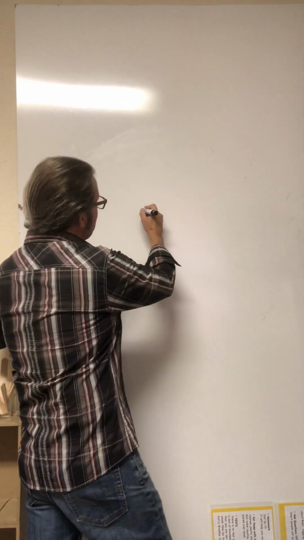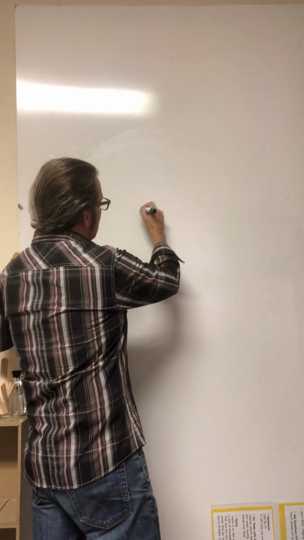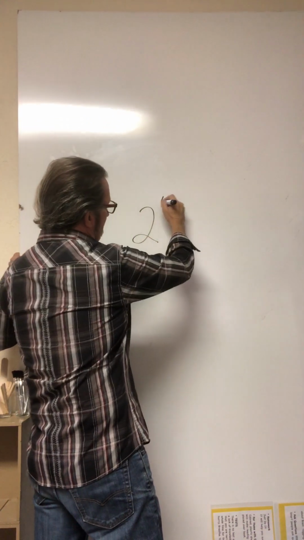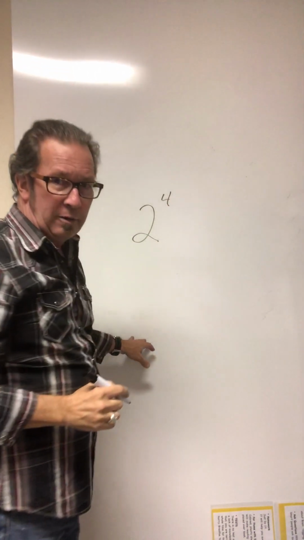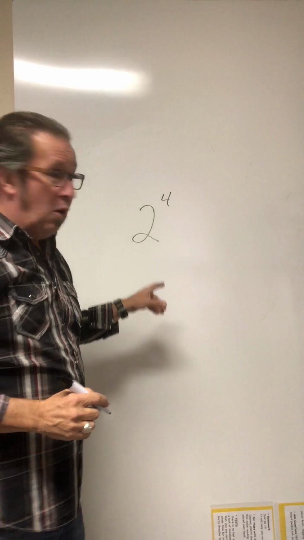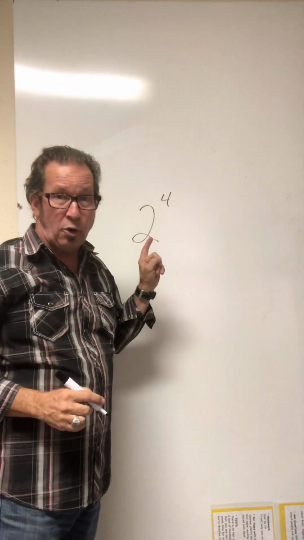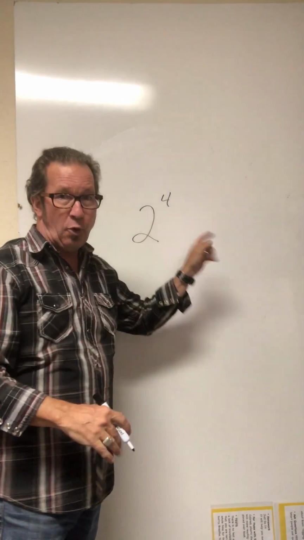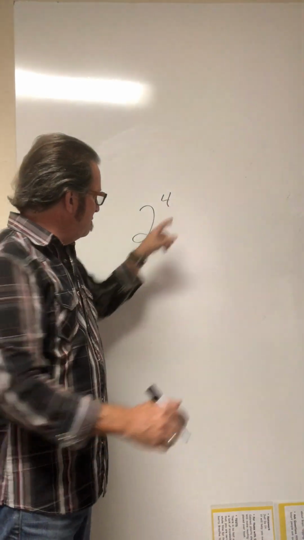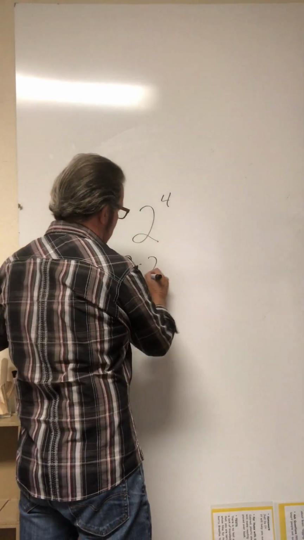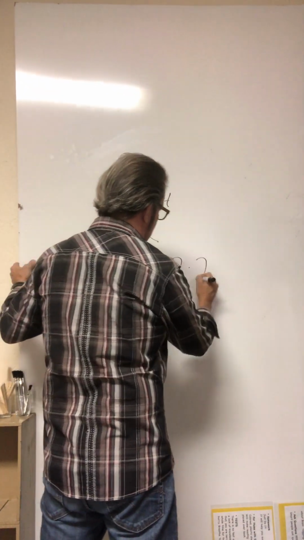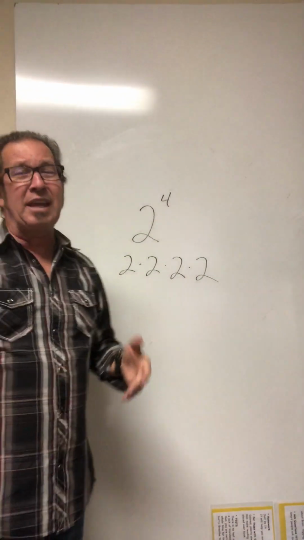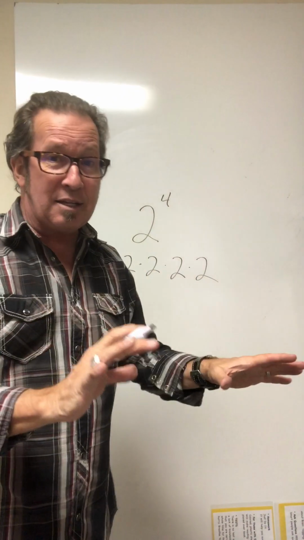So if we were to take 2 to the 4th power, what does this mean? Does this mean 2 times 4? Everyone says no, right? Does this mean 2 plus 4? No. What does this mean? This means 2 times 2 times 2 times 2, right? And some of you are like, I remember that. Don't worry, I'm getting somewhere with this.